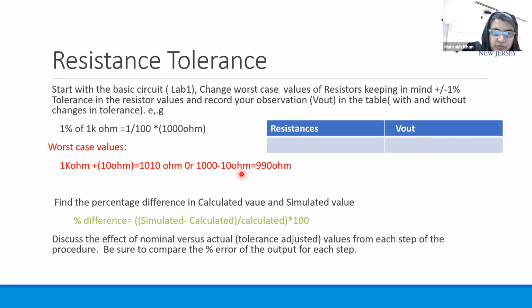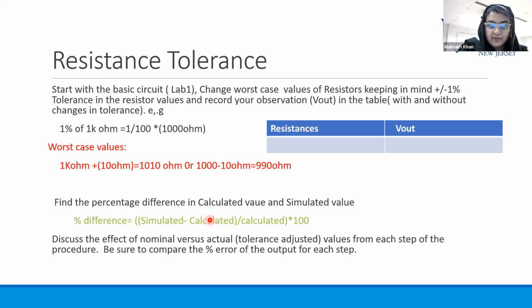So what I want you guys to do is start with the basic circuit, that is lab 1, and change the resistors to worst case values. So whatever resistor values you have in the first lab circuit, change their values to their worst case values. Let's say you change them to 1010, 1010, 1010, 1010. So this is the one end of the worst case value. For the other end, change both the resistors to 990, 990. Then you change to 990 and 1010. So what is the difference of voltage you will observe by changing the tolerance, right?